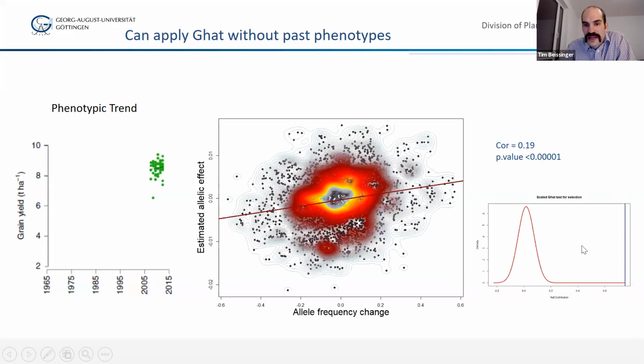So this starts to demonstrate one of the really neat applications of Ghat: we can take a modern crop and compare it using old genotypes, maybe even museum samples that we can get genotypically, even if we can't grow those old varieties and phenotype them in their actual environment, and determine whether or not there's been selection on a given trait.